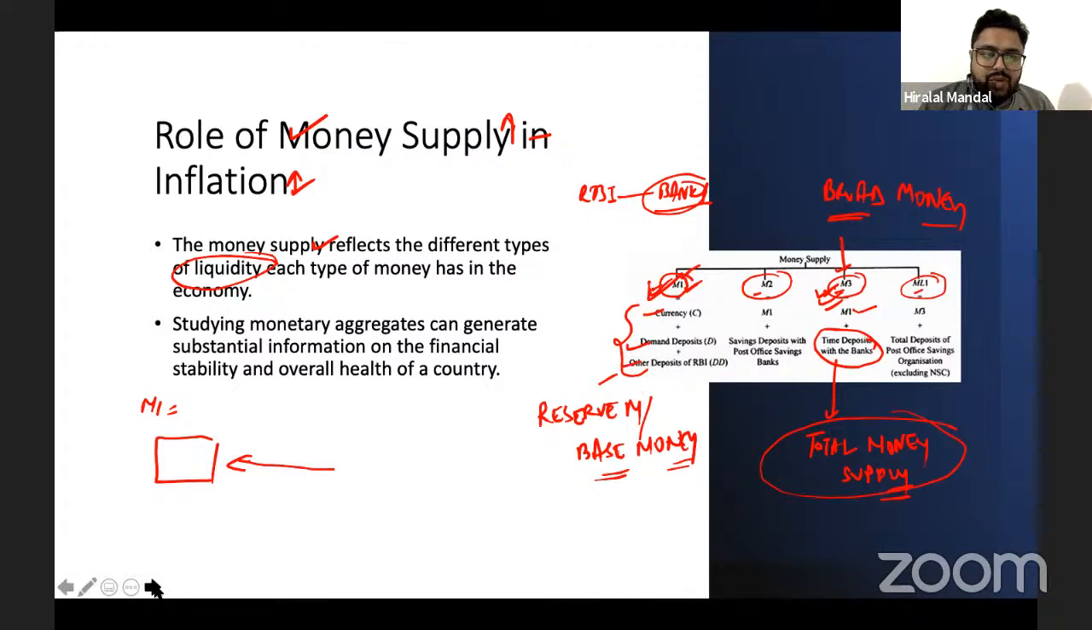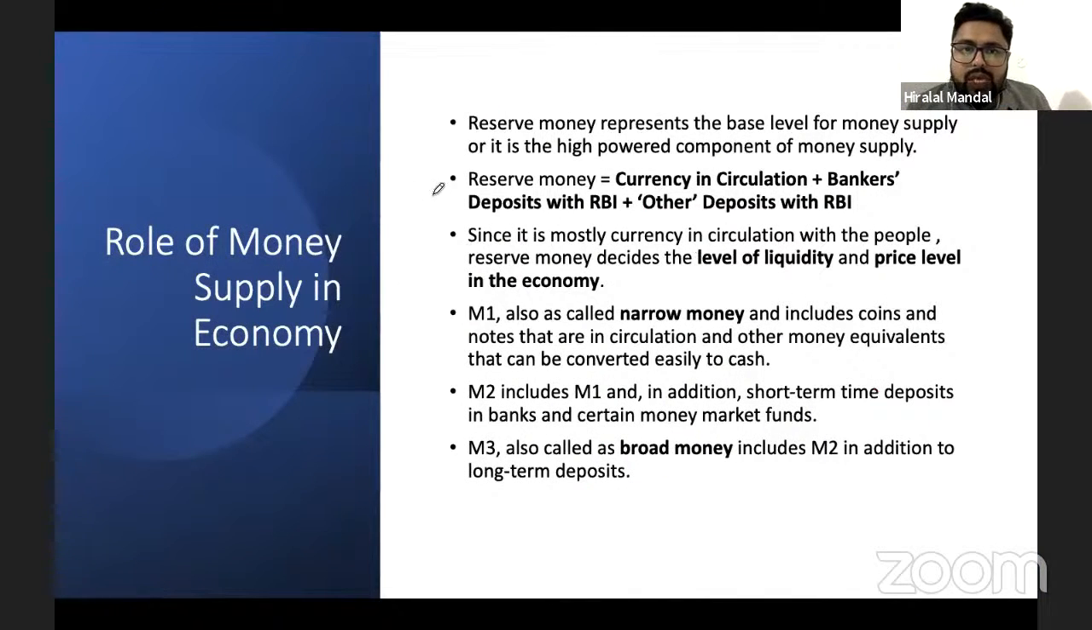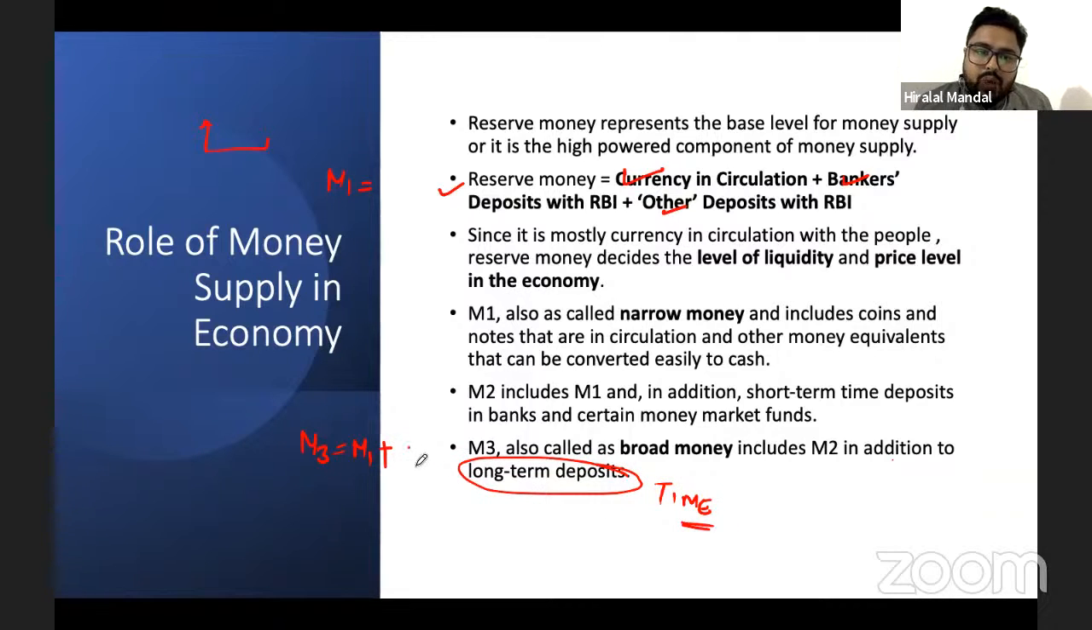Let us understand this concept. Reserve money means currency in circulation, bankers' deposits with RBI, since banks also make deposits with RBI, and other deposits with RBI. That is considered M1. M3 includes M1 plus long-term deposits, that is, long-term time deposits with the banks.